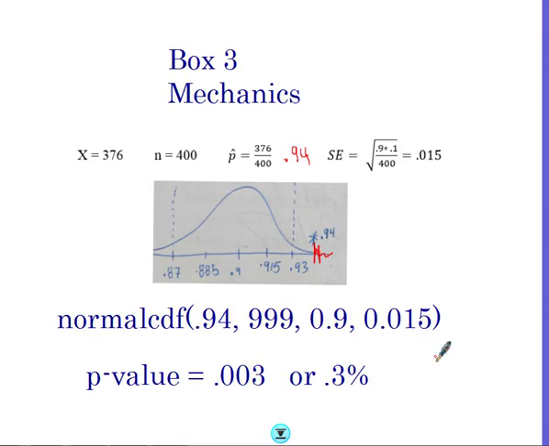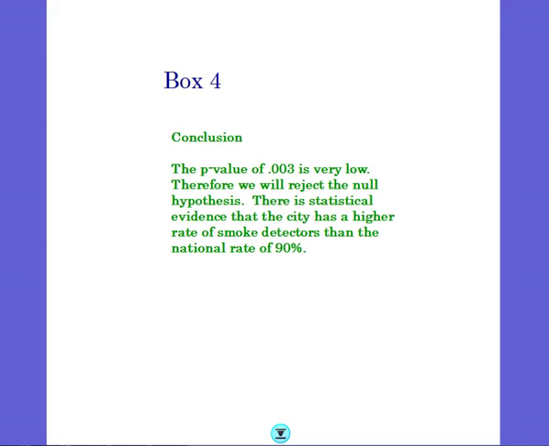So what does that mean? That means the probability of me sampling 400 households and getting 376 households to have smoke detectors in them, the probability of that sample happening is 0.3% under the assumption that the null is true. So because that value is super, super small, what do we do?